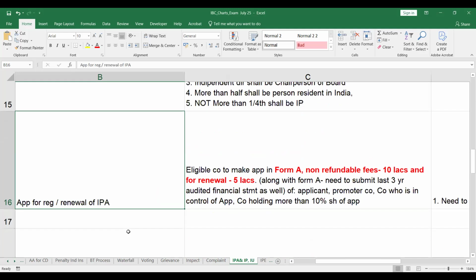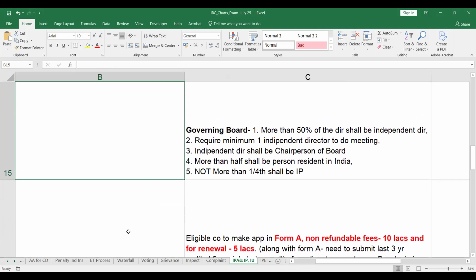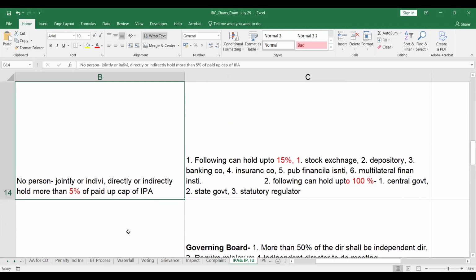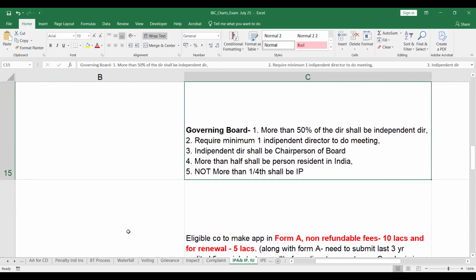Okay. Next is the governing board. In the governing board, more than 50% of the directors shall be independent directors. Whenever you want to hold any meeting, at least one independent director should be present. And that independent director shall be the chairperson of the board. More than half shall be persons resident in India in the governing board, and not more than 1/4 of the total governing board members shall be IPs.